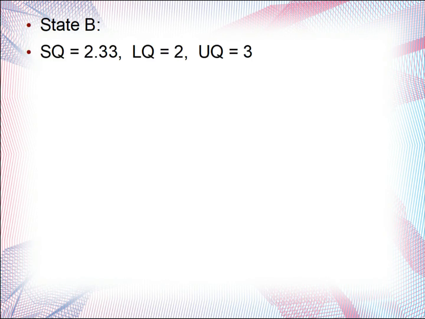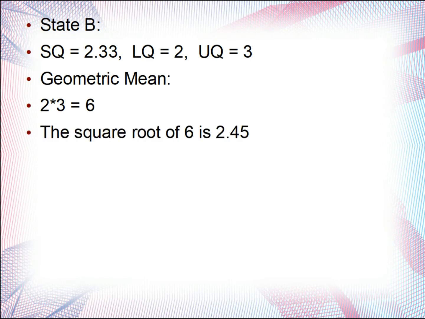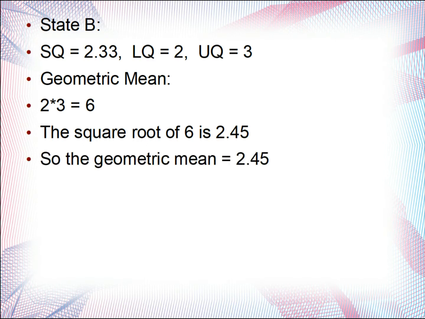Once again, I'm going to copy the relevant information over for state B, the standard quota, the lower quota, and the upper quota. The geometric mean is we take the lower quota times the upper quota, so 2 times 3 is 6, and then I take the square root of that, so the square root of 6 is 2.45.